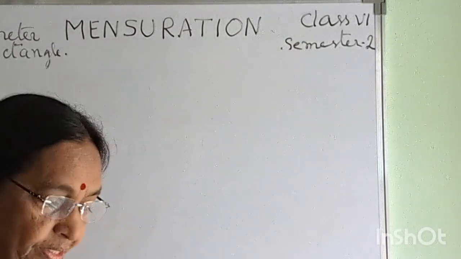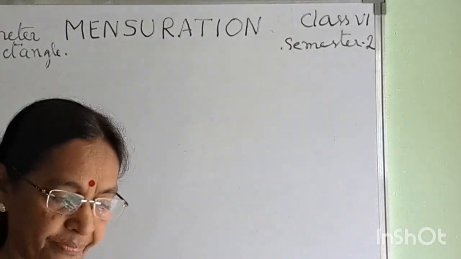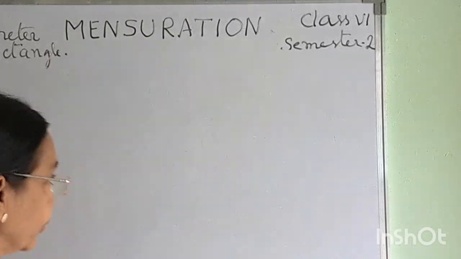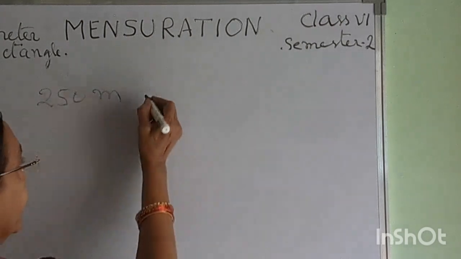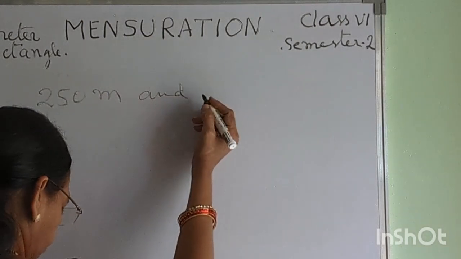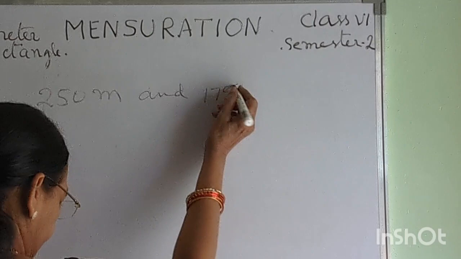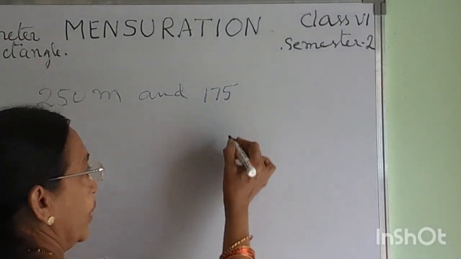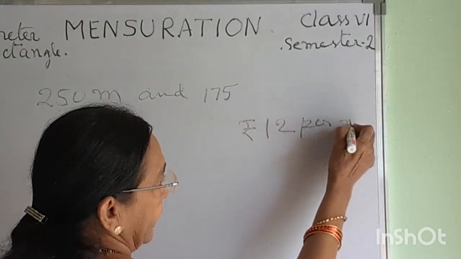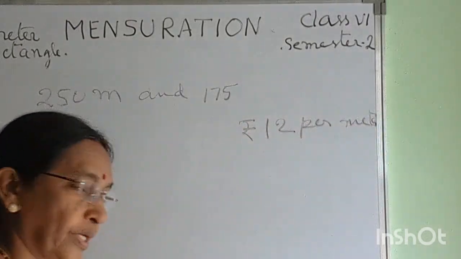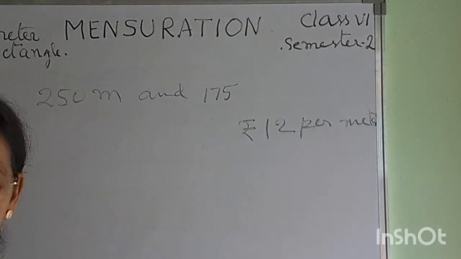The next problem is find the cost of fencing a rectangular park of length 250 meters and breadth 175 meters at the rate of rupees 12 per meter. So find the cost of fencing a rectangular park of length 250 meters and breadth 175 meters at the rate of rupees 12 per meter.